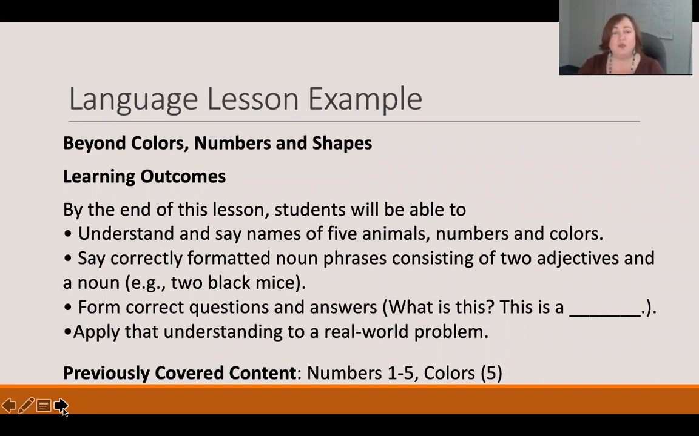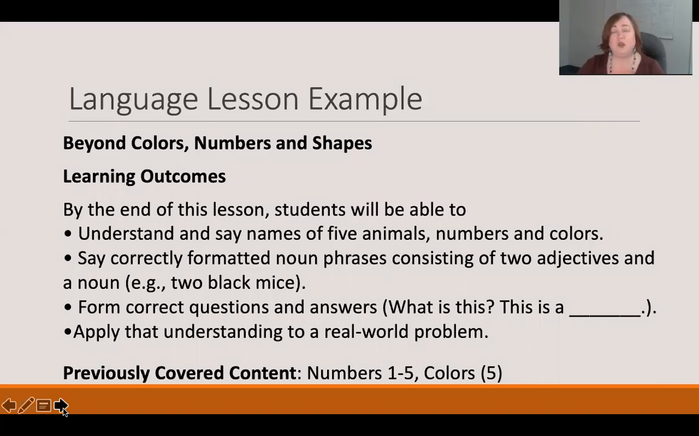We want them to be able to say a correctly formatted noun phrase consisting of 2 adjectives and a noun, like 2 black mice or 3 white dogs. We want them to first recognize that and then be able to produce it later. We want them to be able to form correct questions and answers, or at least recognize correct questions and answers, so that you could say, what is this? And they could either say the word if they're at that point, or they could point to the picture.